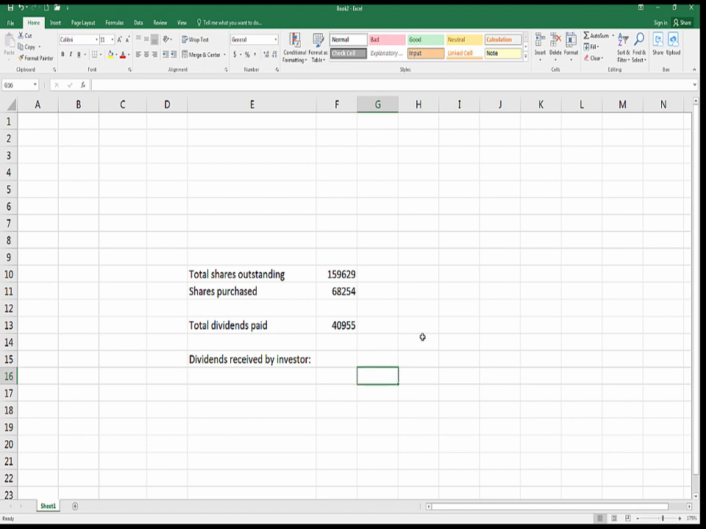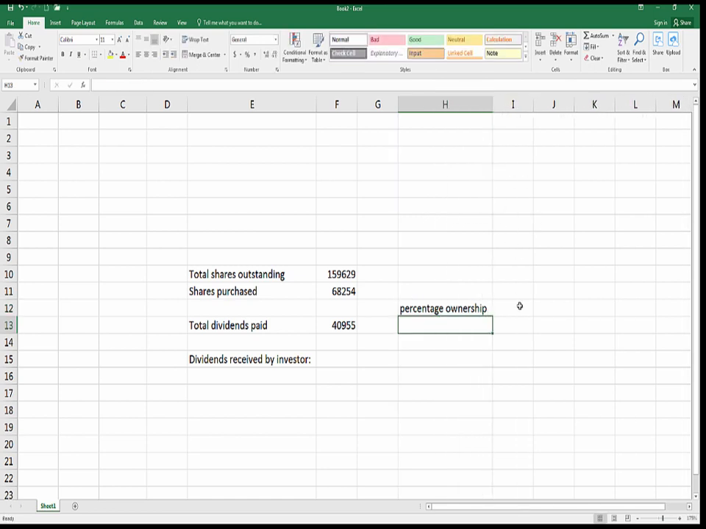And if I wanted the dividends received by the investor, and if I wasn't thinking of letting Excel do these calculations for me, I might pull up my handy-dandy calculator and say, okay, the percentage ownership, 68,254 shares, divided by 159,629, gives me 42.75%, or percentage ownership. Okay, so again, 0.427522568. That rounds off to a nice round 43%.